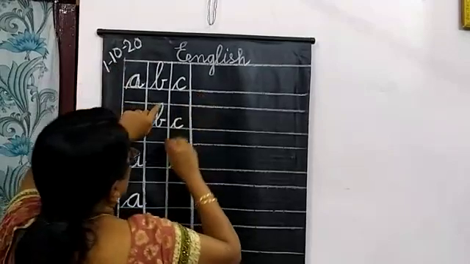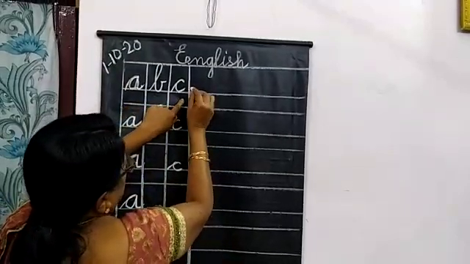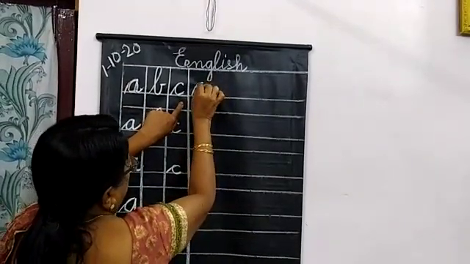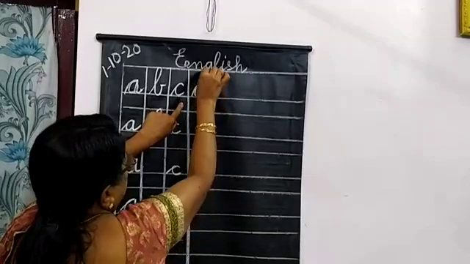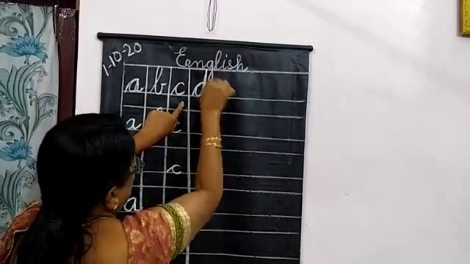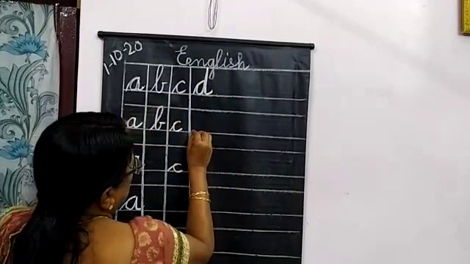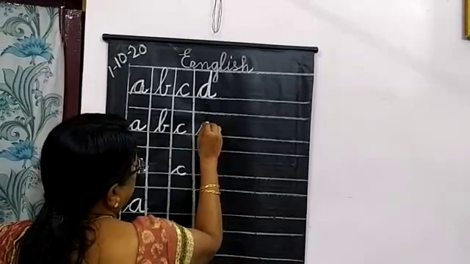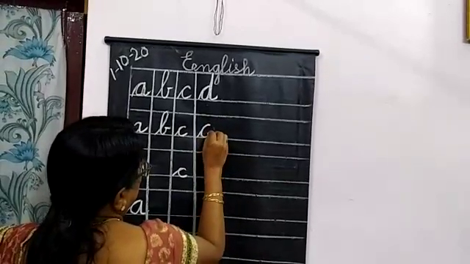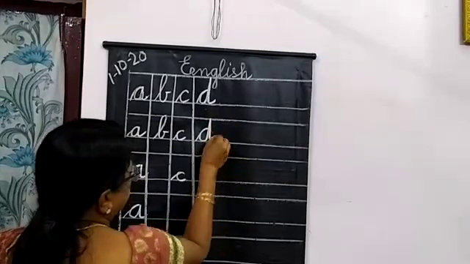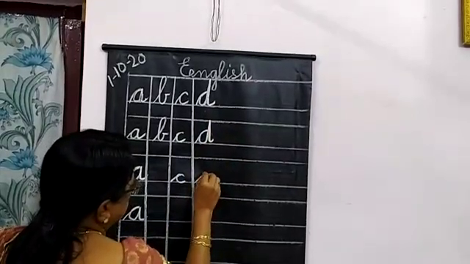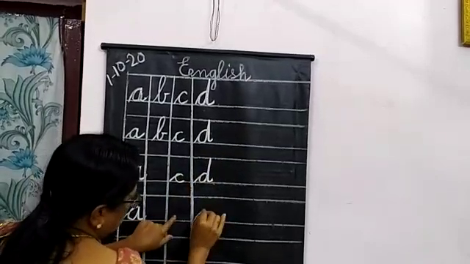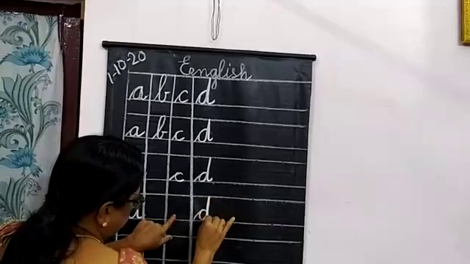Now letter D. See, from down, go to the middle, come back like letter A, go up, touch the first line, come down, letter D. Once again, from down, go up to the middle, come back, turn to the right, go up, then come down, letter D. Once again, go up, come down, letter D. Got it, children? Yeah, letter D.